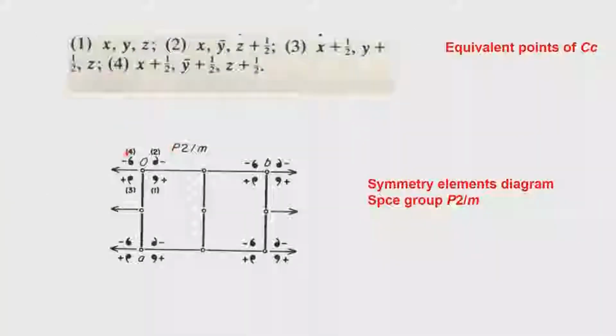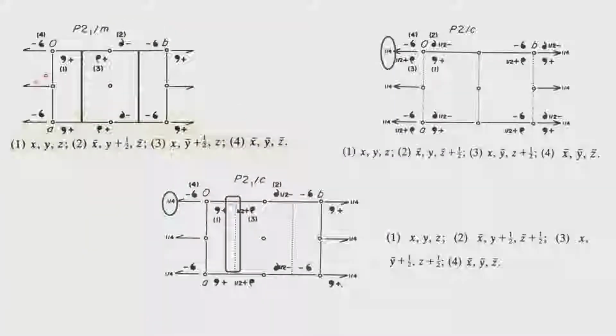P2 by M has all the 4 around the center here, and because of the presence of 1 to 1 axis and the mirror now moving to 1/4 position, you will get the different space group identification with respect to equivalent points. Now, the equivalent points are the ones given below.